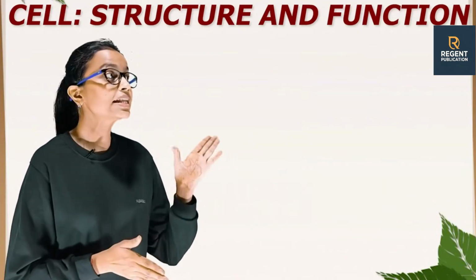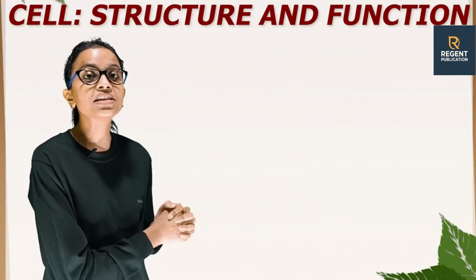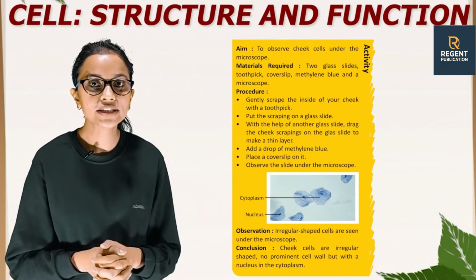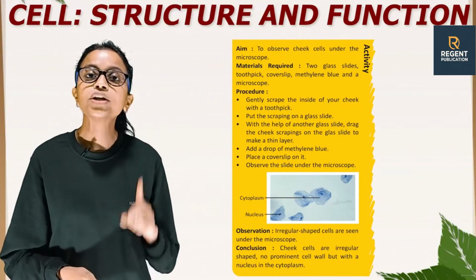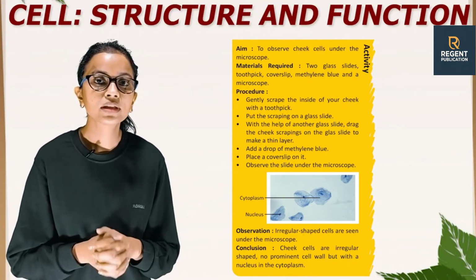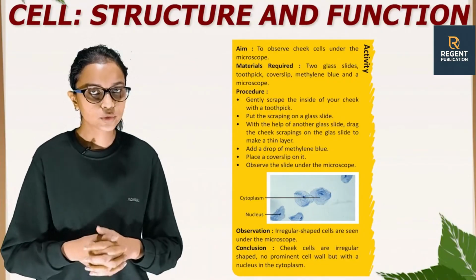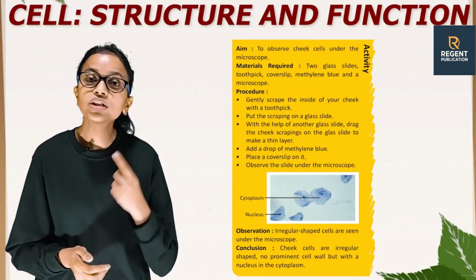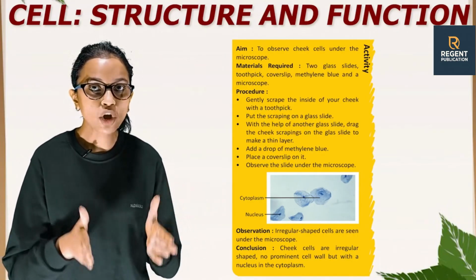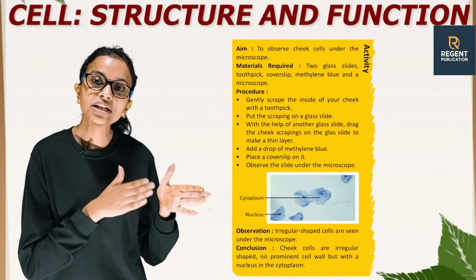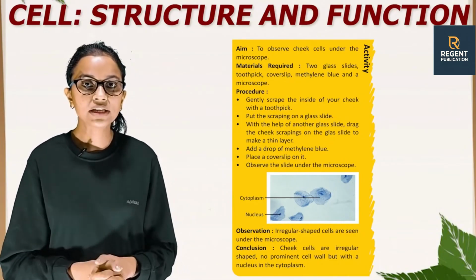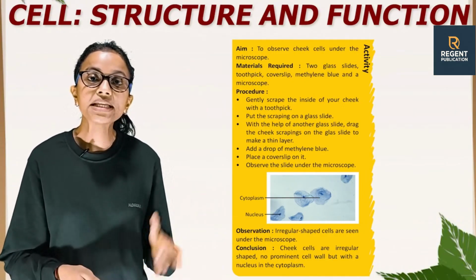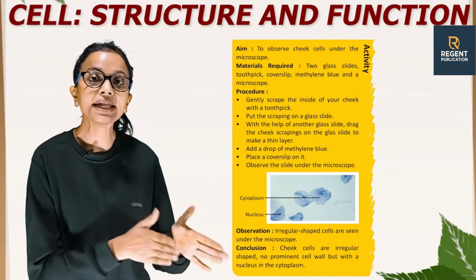So students, there is another activity, and this activity's aim is to observe the cheek cell under the microscope. Material required is 2 glass slides, 1 toothpick, cover slip, methylene blue and a microscope. Procedure: gently scrape the inside of your cheek with a toothpick. Put the scraping on a glass slide. With the help of another glass slide, drag the cheek scrapings on the glass slide to make a thinner layer. Add a drop of methylene blue. Place a cover slip on it. Observe the slide under the microscope.